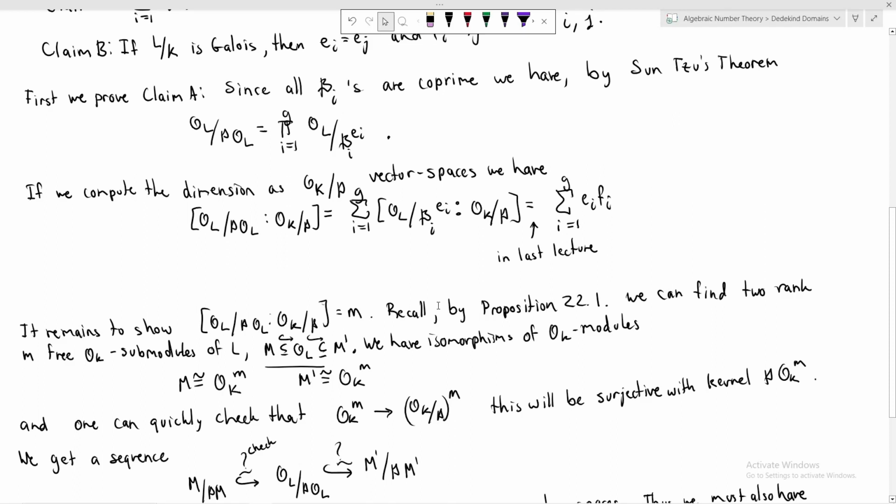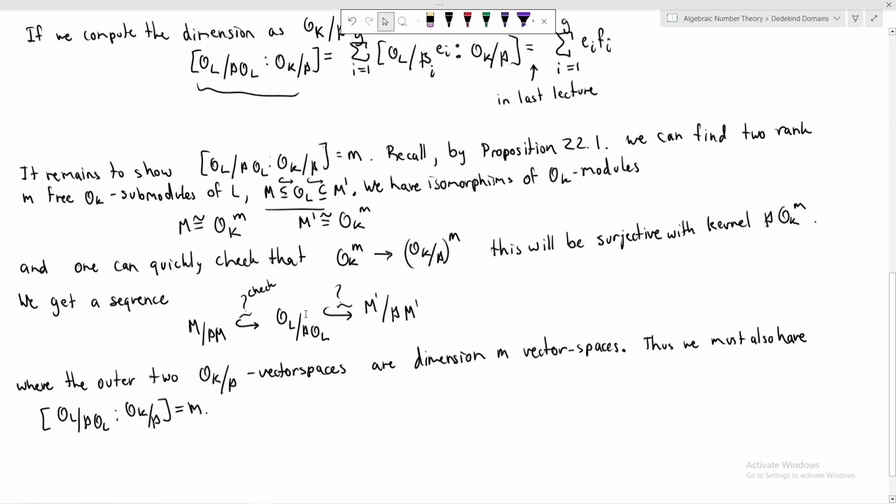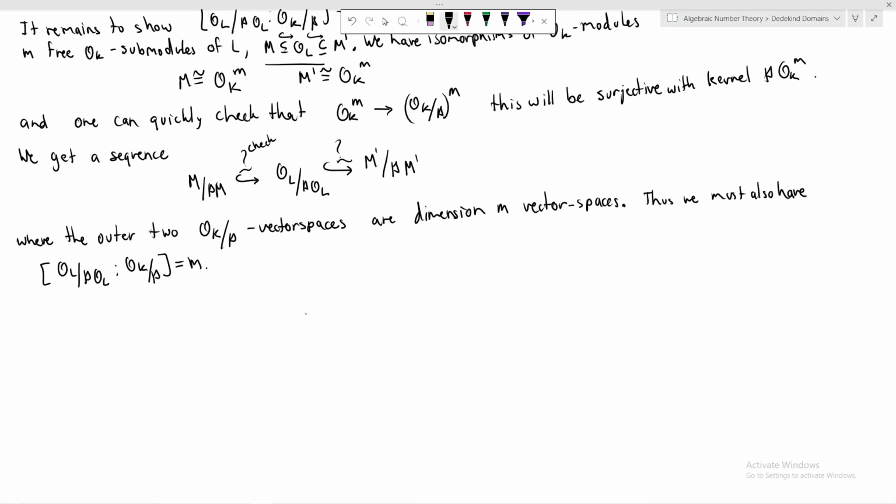So the idea was to compute this thing in two different ways. Using our previous lemma, we found that it was the sum of these products, and computing it directly using the fact that O_L, we can say something about the rank of O_L over O_K. Computing that directly gives that it is equal to m.